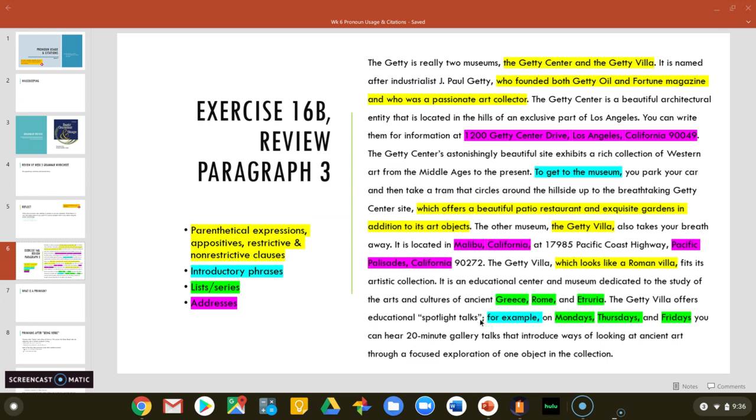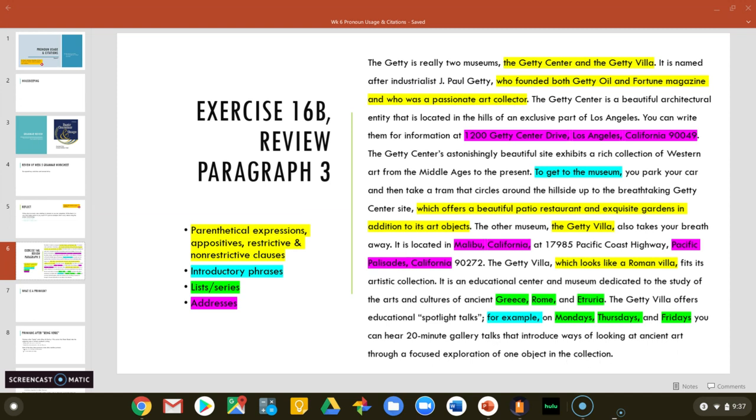All right, so remember, whenever we have a semicolon, we have one of these conjunctive adverbs, we always need a comma after it. And these are also thought of as introductory elements. They're words and phrases that start off the sentence. On Mondays, Thursdays, and Fridays. So again, we have another list where we need commas separating the items in the list. On Mondays, Thursdays, and Fridays, you can hear 20-minute gallery talks that introduce ways of looking at ancient art through a focused exploration of one object in the collection.